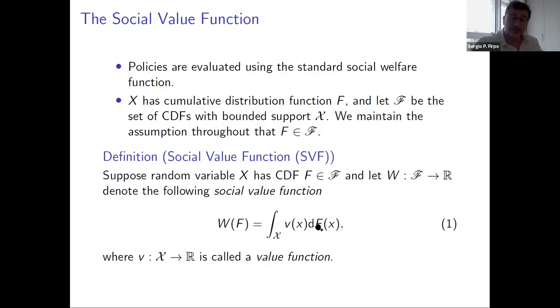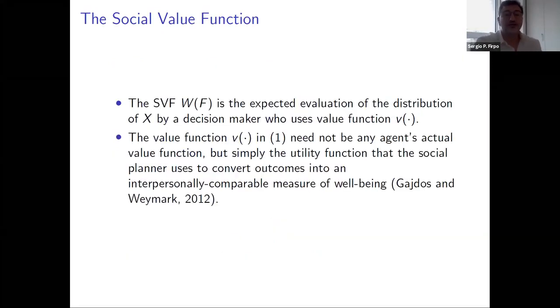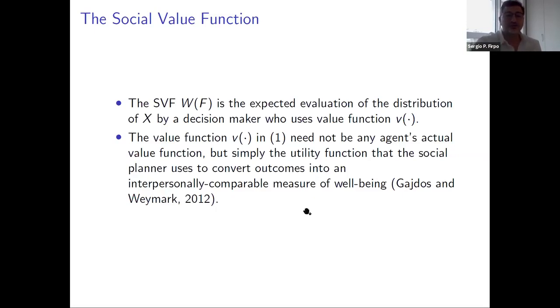So that's basically a way to say, for all possible distributions of changes, how can I create a summary statistic of that? And that's what we're going to say the policymaker has in mind. So we're going to call it the social value function. And as I said, this V need not be any agent's value function. It's just a way to convert outcomes or changes into a measure that can be compared.